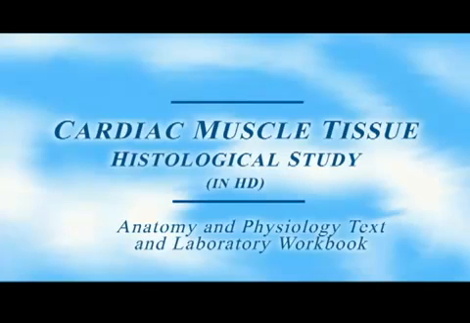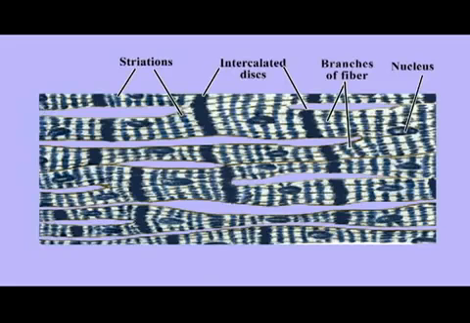Cardiac muscle makes up the myocardium, the muscle of the heart. There are two types of cardiac muscle cells, contractile cells and conductile cells. The dominant cells, typically the only cells seen on cardiac muscle slides, are the contractile cells.